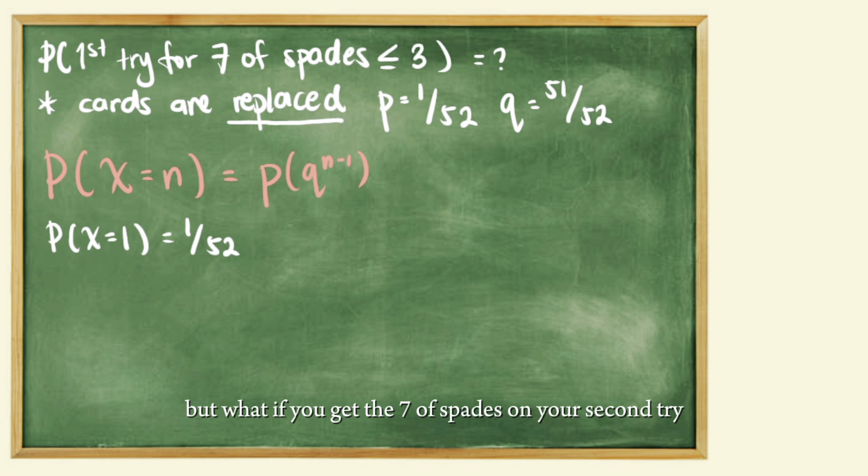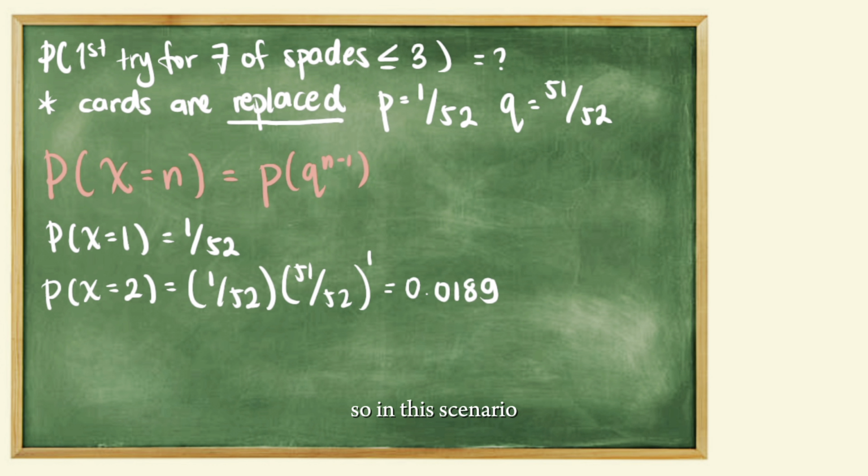But what if you get the 7 of spades on your second try? In this scenario, you're going to fail the first time. The first time failure would be 51 out of 52, but you're going to succeed on the second try, which is going to be 1 out of 52. So in total, the overall equation for this is 1 out of 52 times 51 out of 52, which equals 0.0189. Why is it 51 out of 52 times 1 over 52? Because you're going to fail first, in which the probability is 51 out of 52, then you're going to succeed, which the probability is 1 over 52.